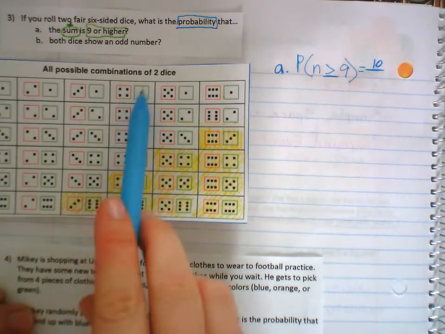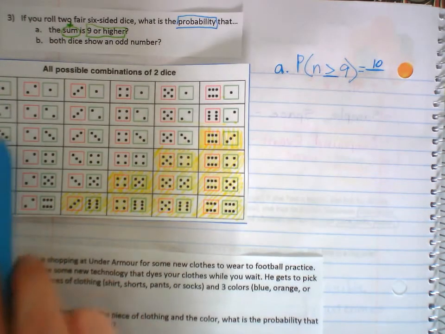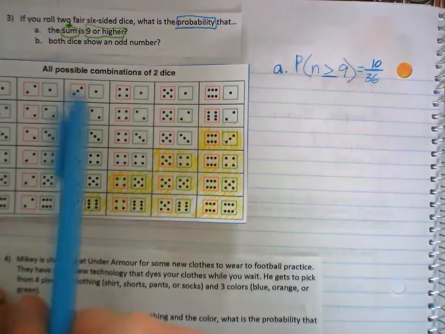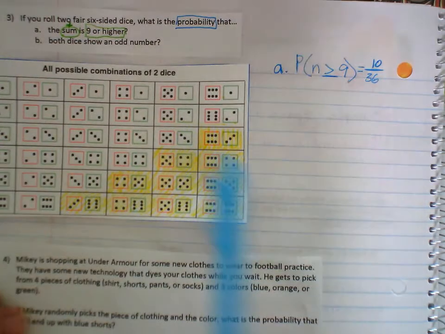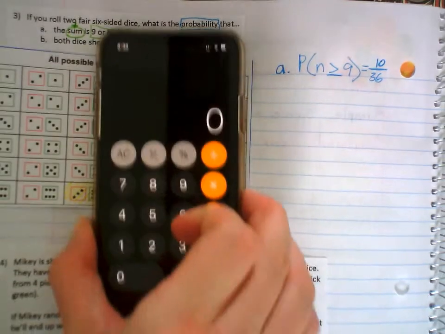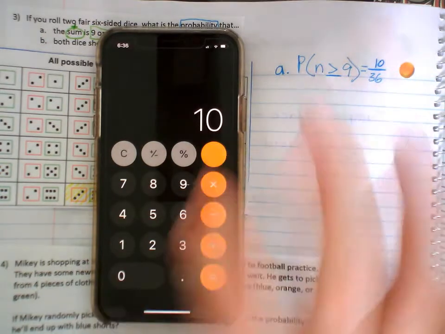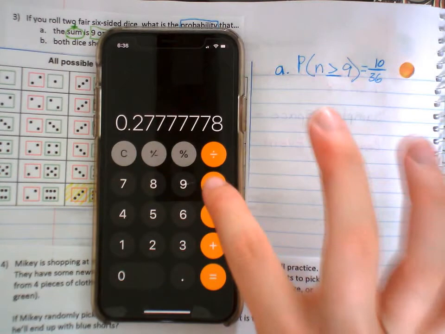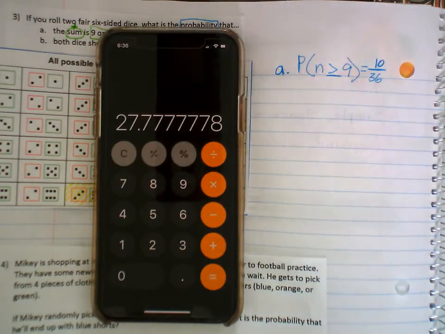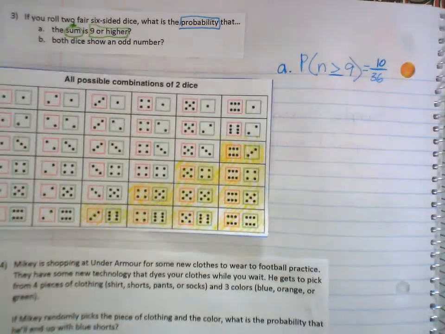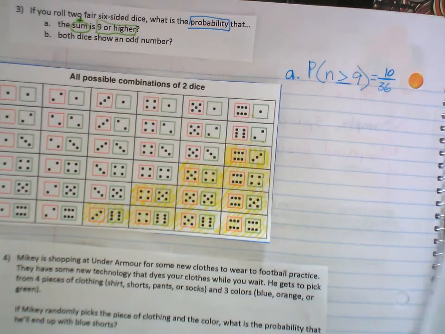1, 2, 3, 4, 5, 6. 6 times 6 is 36. So there are 36 rectangles here if we counted each possible outcome. So the probability is 10 out of 36. Remember, 10 out of 36. So that's 10 divided by 36. 0.277777, or basically 27.7 repeating percent.